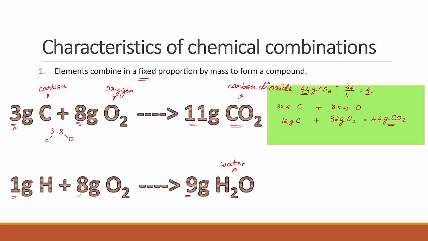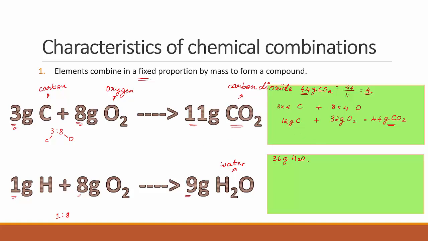So since over here we saw that the ratio of carbon to oxygen was 3:8, over here it will be 1:8. So 1 gram of hydrogen, 8 grams of oxygen will give you 9. 8 plus 1 is 9. So 9 grams of water is what you get. So if we have to see another problem with this ratio, let's say they tell us that they give us 36 grams of water, which is H2O, we have to find out how much of hydrogen and how much of oxygen is getting mixed.